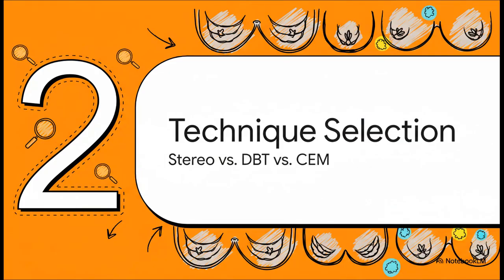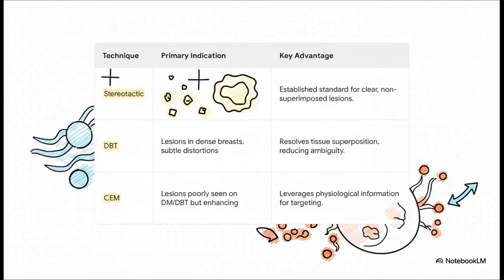Next up, technique selection. How do we choose the right tool for the job? It really all comes down to the lesion's characteristics and how well you can see it on prior imaging. Let's compare stereotactic, DBT, and CEM. Okay, let's break this down. Stereotactic localization is your established workhorse, the standard for those clear, non-superimposed lesions.